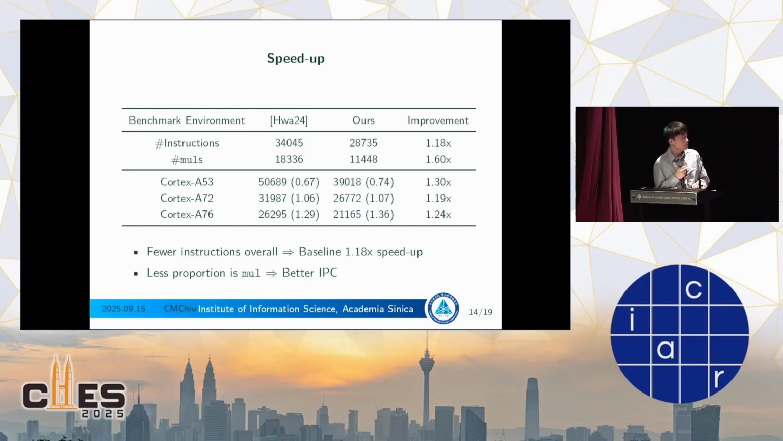This is roughly what we observe in the Cortex-A72 platform. Moreover, since we actually use a lot fewer multiplication instructions, we see that in some platforms, namely A53 and A76, the IPC is actually much better. So the speedup is actually even more impressive in these two platforms.